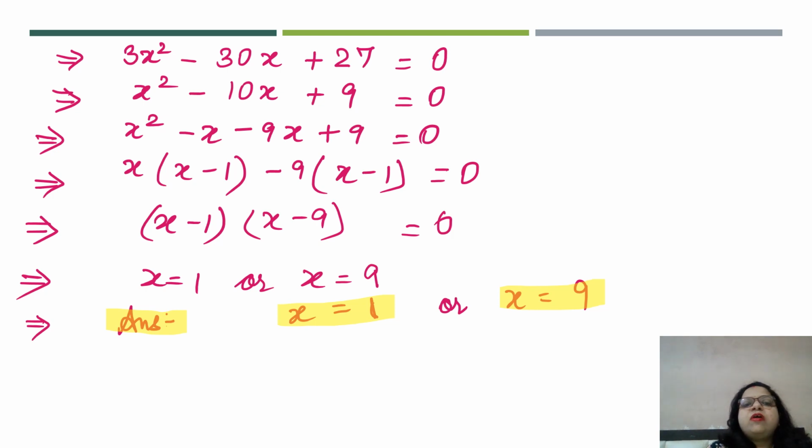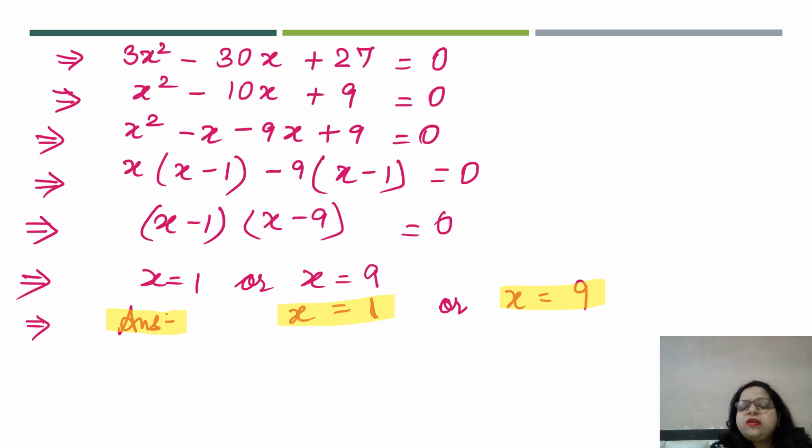Then what we can do is minus 9 into plus 1, minus 9 into minus 1, sorry. x square minus x minus 9x plus 9 is equal to 0. x into x minus 1, minus 9 into x minus 1 are the factors of the equation. x into x minus 1 minus 9 into x minus 1 is equal to 0. x minus 1 into x minus 9 is equal to 0.